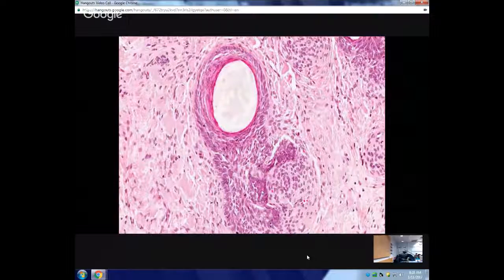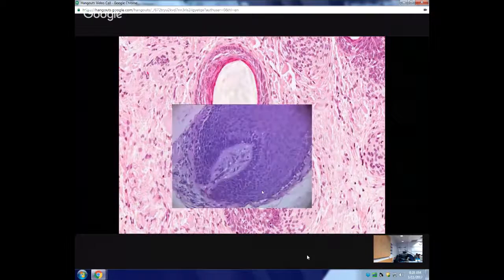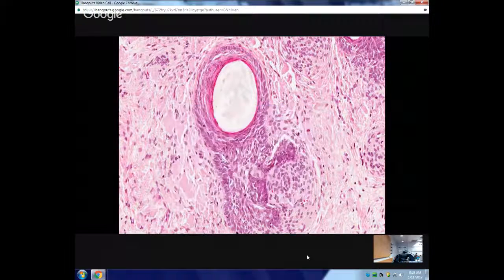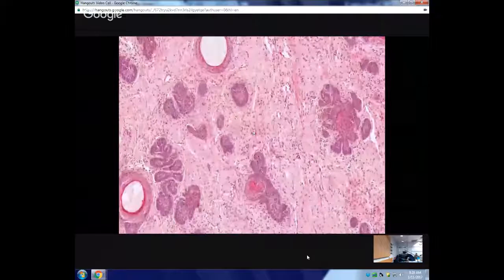So this is just a regular, sometimes this is like the normal hair follicle. In the normal hair follicle, you're going to see the basaloid nest and the stroma there. This one also has the basaloid nest and the stroma going within it. So what is this?